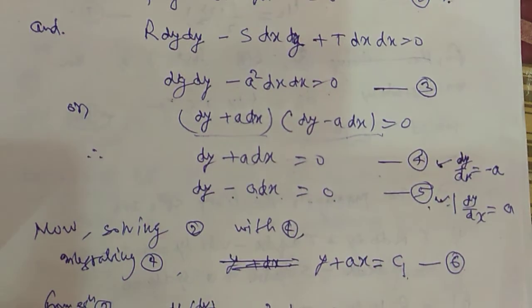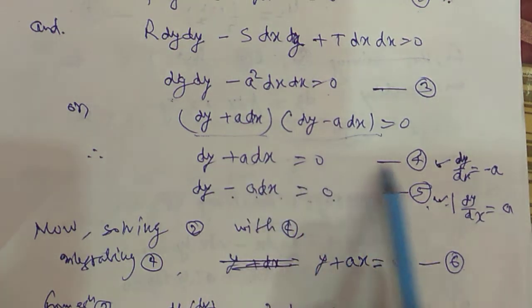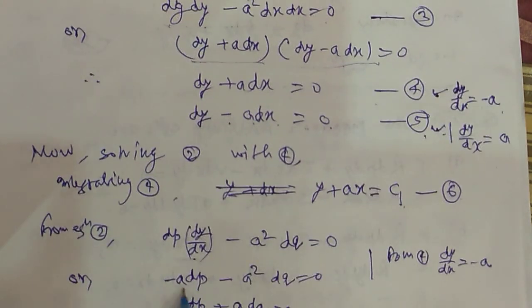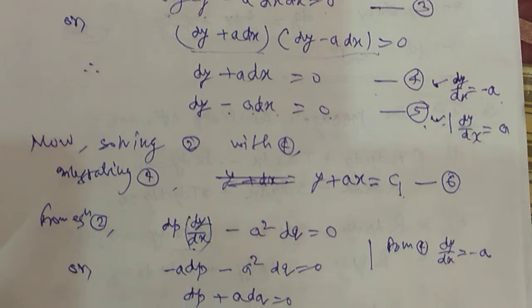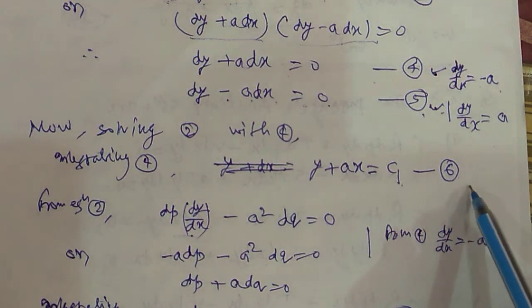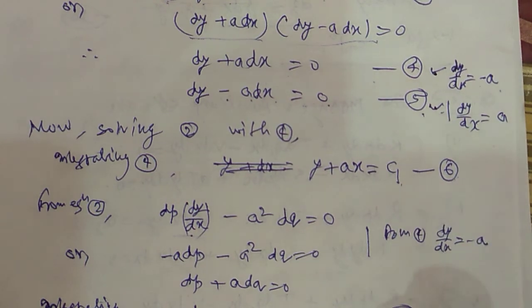Using equation 4 in equation 2, we get dp dy over dx minus a square dq equal to 0. Put the value of dy over dx with the help of equation 4, dy over dx equal to minus a, and we get a dp. So the second factor we get is dp plus a dq, integrated, p plus aq equal to c2. So its general solution with the help of equations 6 and 7 is p plus aq equal to phi 1 of y plus ax.